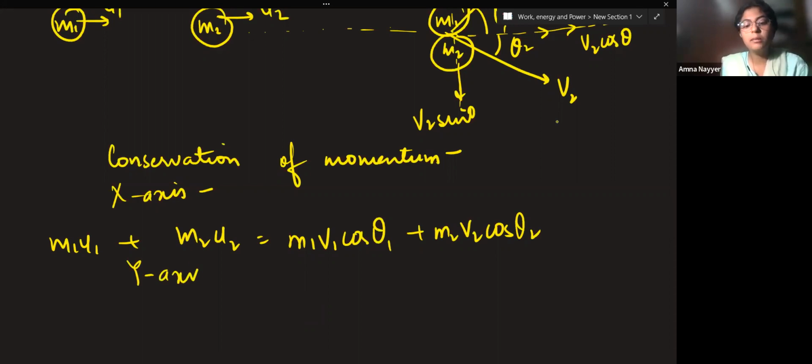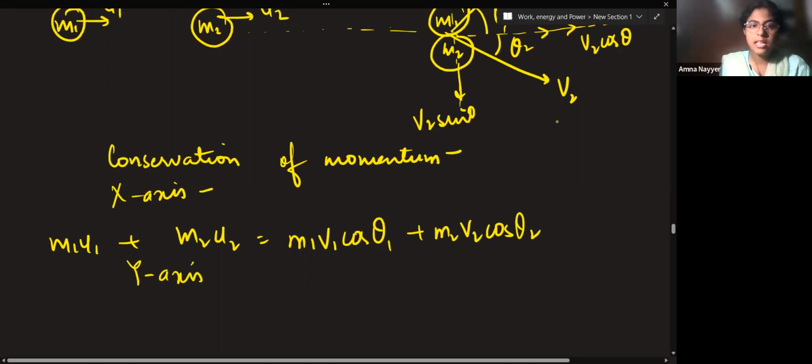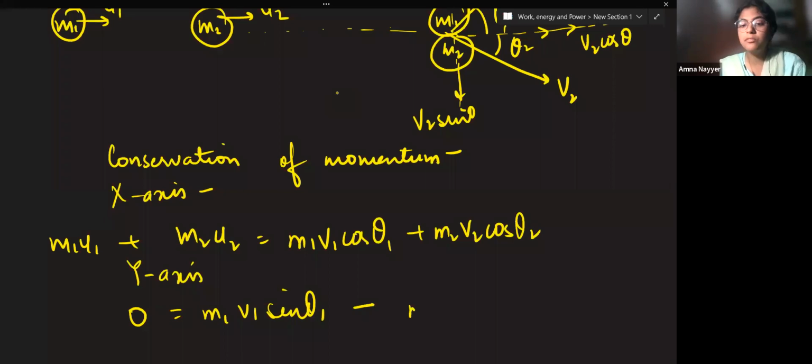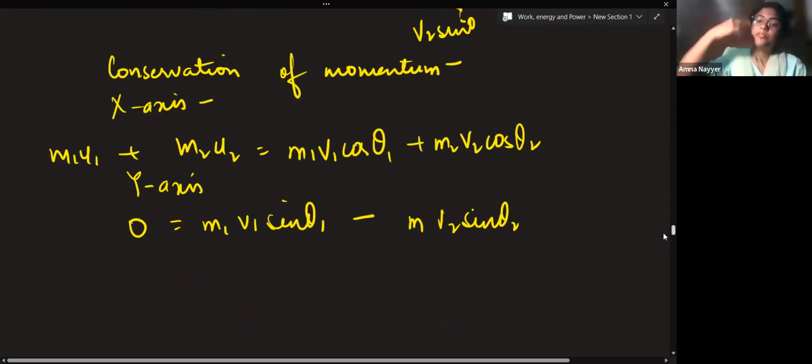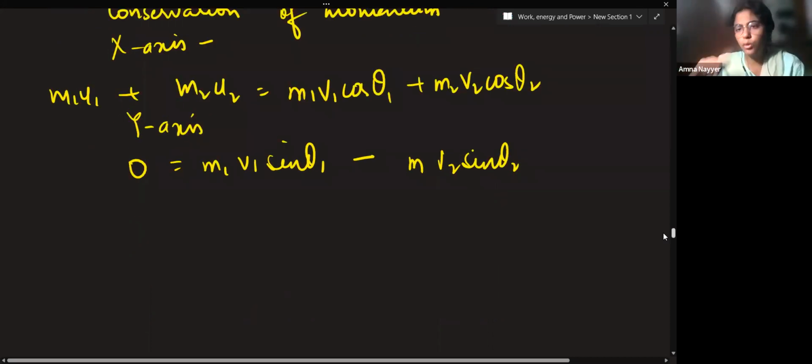Conservation of momentum along the y-axis. See, there is no initial momentum along the y-axis, so the initial momentum will be 0. And what about the final momentum? This will become M1 V1 sine theta 1 minus M2 V2 sine theta 2. Why minus? Because upwards is positive, lower is negative. You have to apply the sign conventions as well.